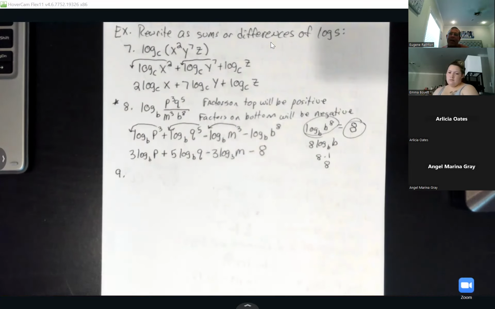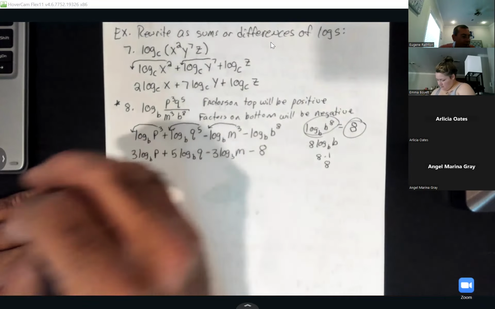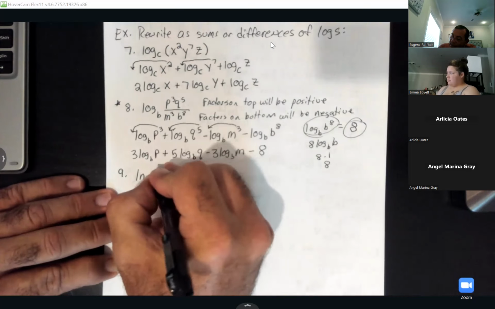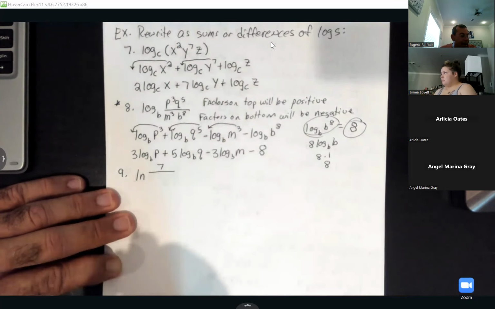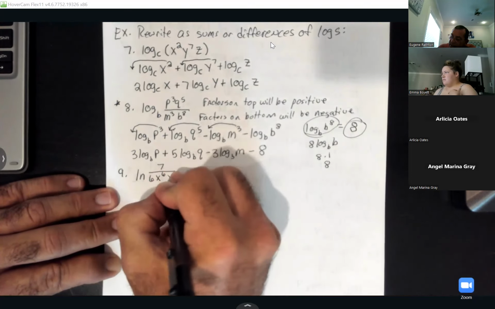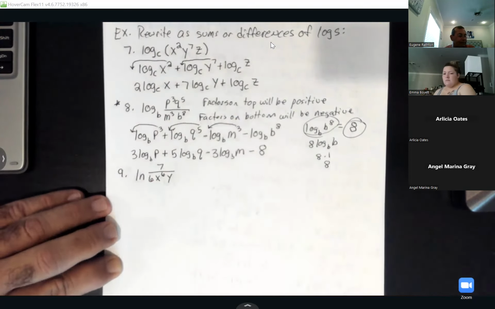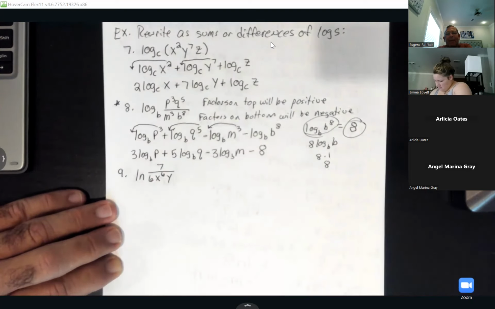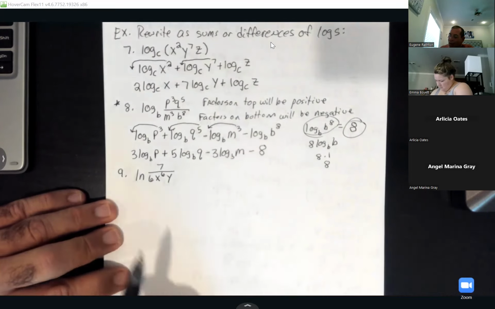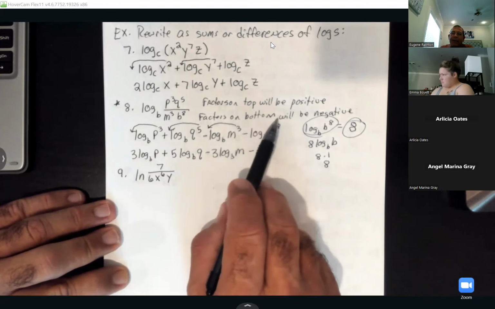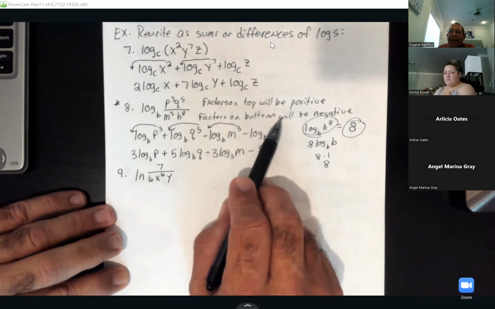All right, so then you know they like playing with that LN stuff. So here we go. LN of 7 divided by 6 x to the 6th y. Once again, I will follow this rule that says if the factors are on top, they're positive. Any factors on the bottom will be negative.